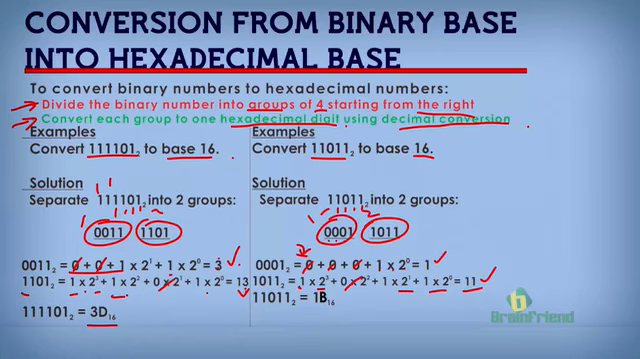But remember in hexadecimal numbering, 11 is represented by the letter B. So we have a combination of 1 and B. So we have 1B base 16 as our answer.